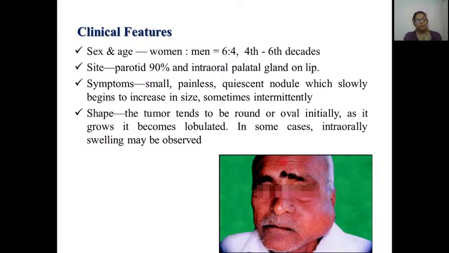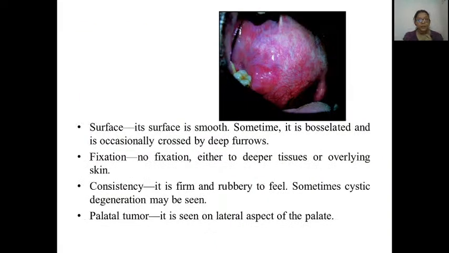The clinical features of pleomorphic adenoma: there is a female predilection, and it usually arises in the 4th to 6th decade. 90% is seen in the parotid gland, and intraorally in the palate and on the lip. Symptoms: it is a painless, small and quiescent nodule which slowly begins to increase in size, sometimes intermittently. The shape is usually round or oval initially, but it becomes lobulated as it grows, and in some cases intraoral swelling may be observed.